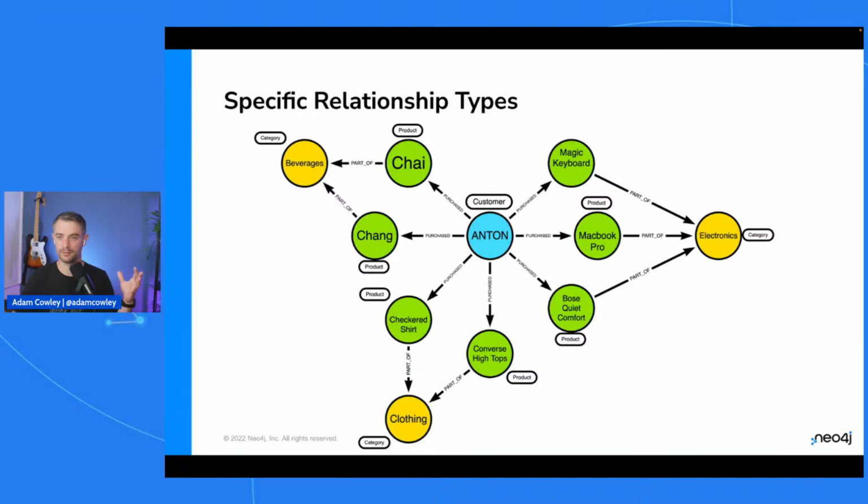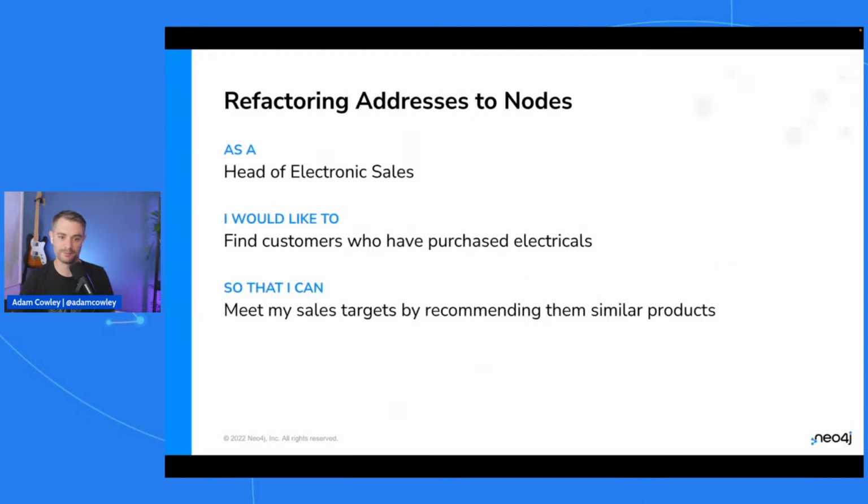Let's take this customer profile. We've got the customer in the middle who has purchased a MacBook Pro, a Magic Keyboard, and some Bose QuietComfort headphones, which are all electronics. They've got some checkered shirts and Converse high tops. Obviously they're a bit of a hipster developer, and I guess they also like to drink tea and beverages. We have Chang and Chai in there that are both part of the beverages category.